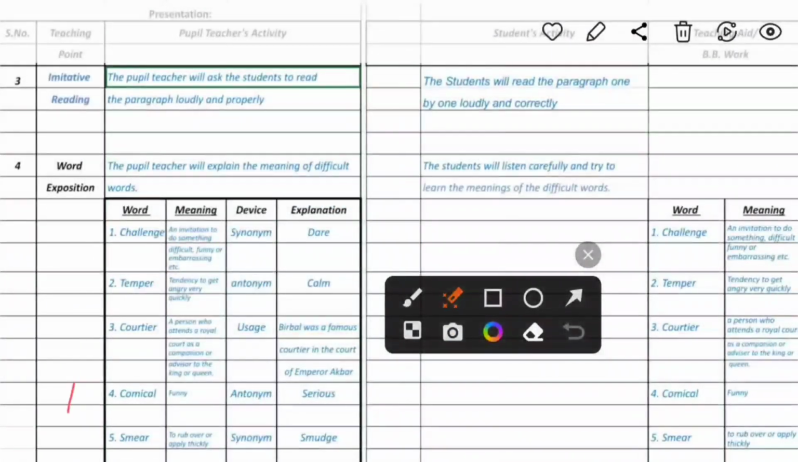Now whatever words and their meanings children will be telling, we'll have to write those words and meanings on the board also. So in the teaching aid/blackboard work column, we'll make 2 columns, one for the word and other for its meaning, like this. So whatever words and meanings you will ask the students, you will show them in the teaching aid/blackboard work column also. But here you will not make the column for device and explanation, because device and explanation are for our reference only. And on the board we will be writing only words and their meanings. So here in the blackboard work column, we will show only words and their meanings.